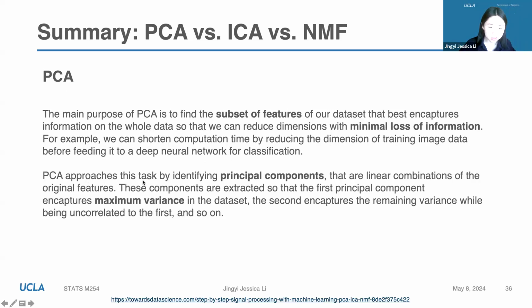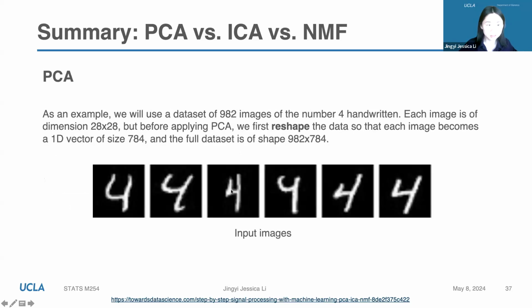PCA approaches this task by identifying principal components that are linear combinations of the original features. These components are extracted so that the first principal component captures maximum variance in the data set, the second captures the remaining variance while being uncorrelated to the first, and so on. We have said this again and again, just to reinforce your understanding.